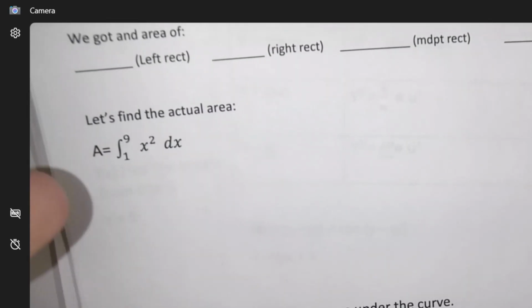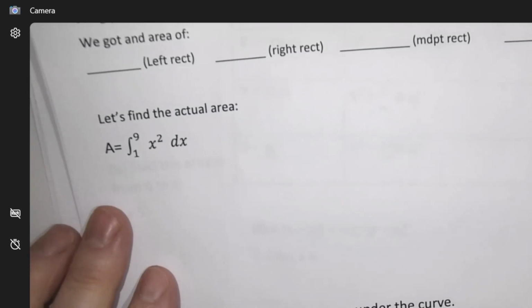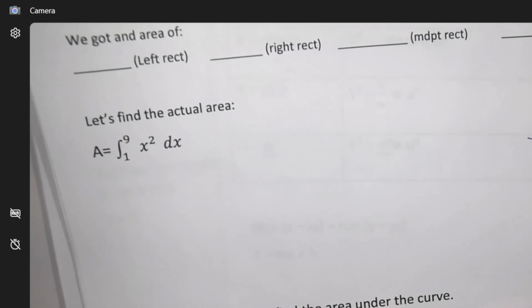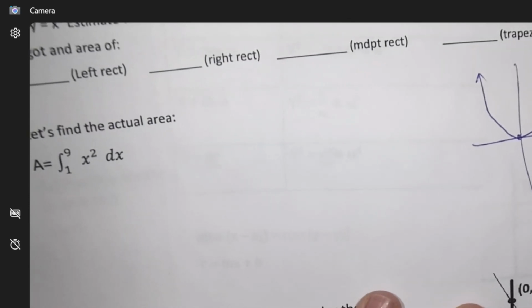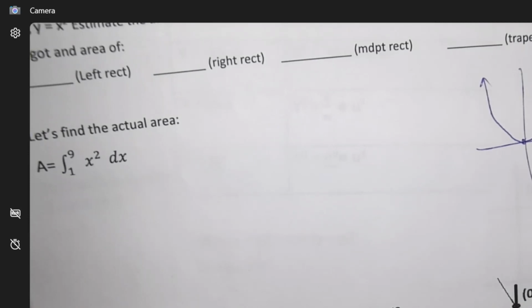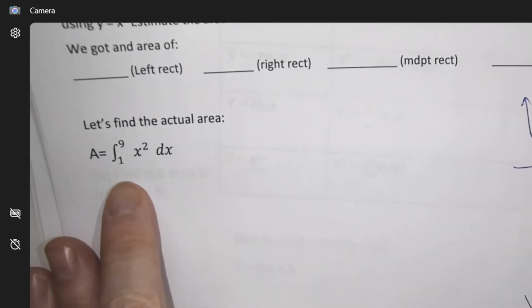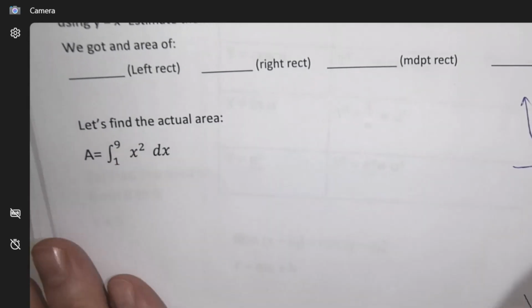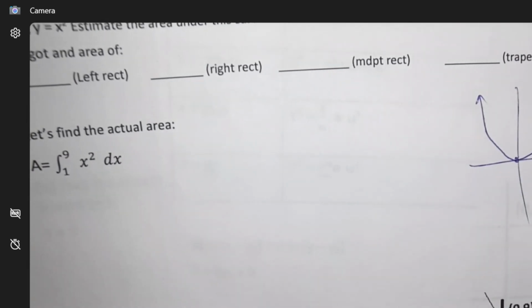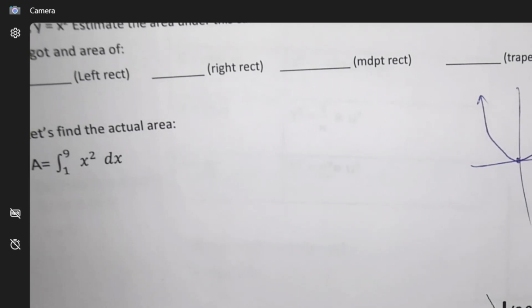What we did on day 1 is we took this x squared function. Remember what this was all about. y equals x squared is a parabola, and I'm trying to find the area underneath that. This says from 1 to 9. So from the x value 1 to the x value 9, what is the area under the curve like that? That's what this would tell me. So your answer is that area.